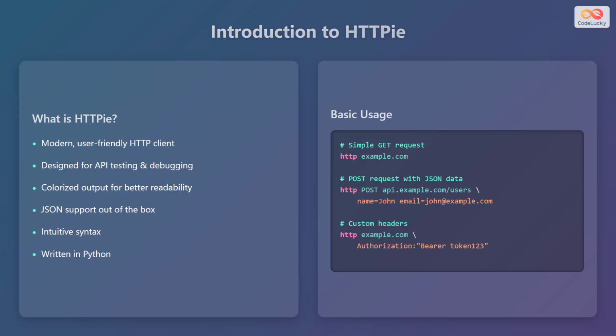For a simple GET request, type HTTP followed by the website address. For a POST request with JavaScript object notation data, type HTTP POST followed by the application programming interface endpoint, the name, and the email address. For custom headers, type HTTP followed by the website address, and then the header like authorization, bearer token 123.